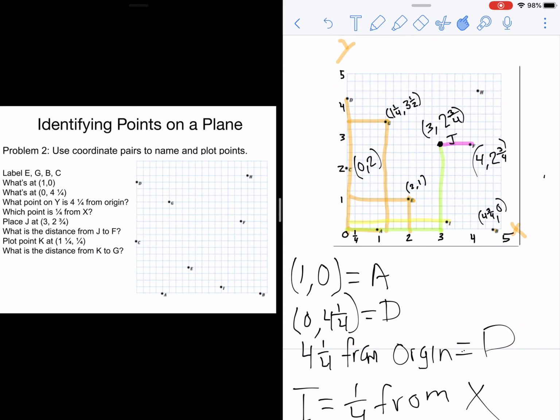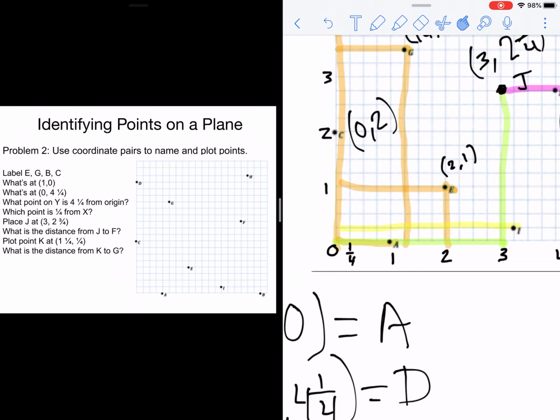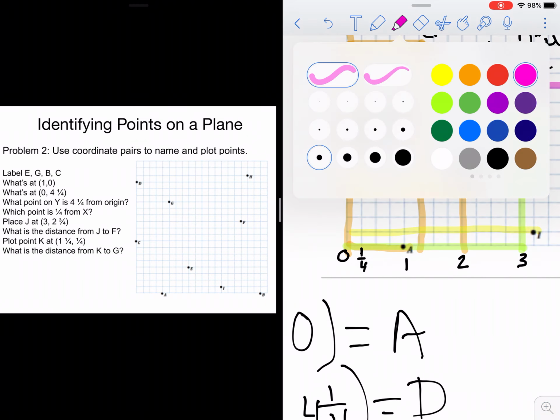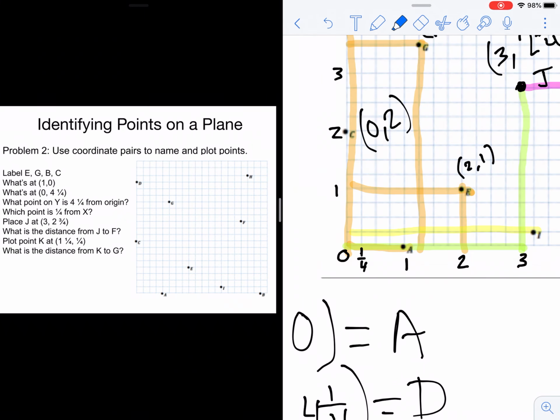Now we're going to plot another one. It's going to be K. So we're going to plot a dot on our graph. We're going to name it K at 1 1/4. I'm going to use another highlighter. 1 1/4 is on this line, 1/4 is just up 1 to the next level. And we're going to plot a point right there, and we're going to call it K.